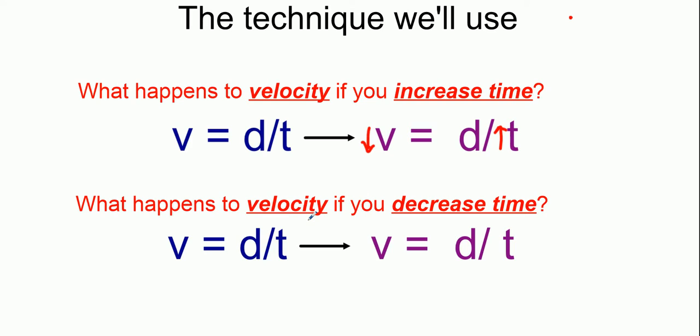What about this one? What happens to velocity if you decrease time? Oh, so I'm going to draw a down arrow here. Now, aren't I now dividing by a smaller number? I'm dividing by a smaller number, so that causes velocity to go up, doesn't it? That's the technique we're going to use, but with that detailed power formula we saw a minute ago. All right, so let's go on to that now.